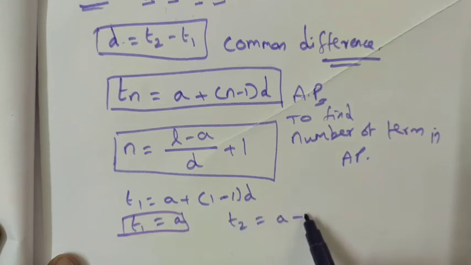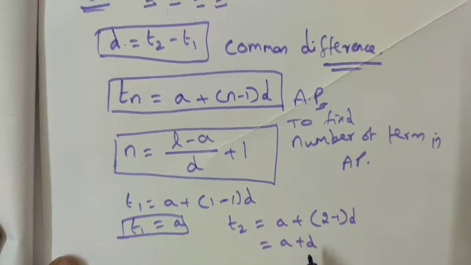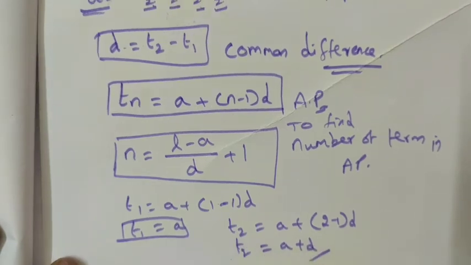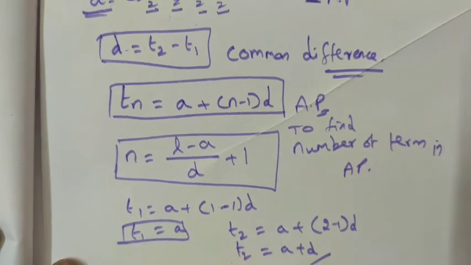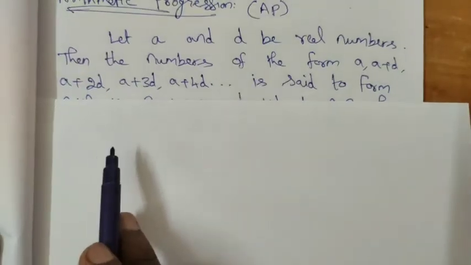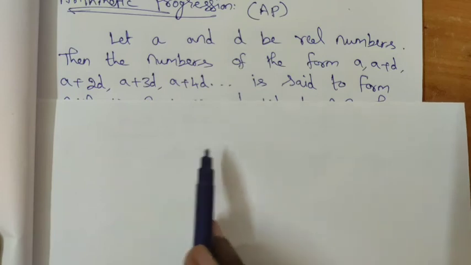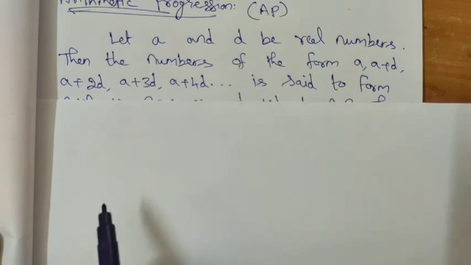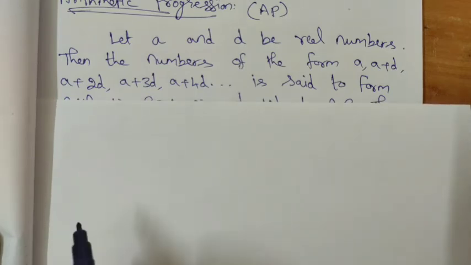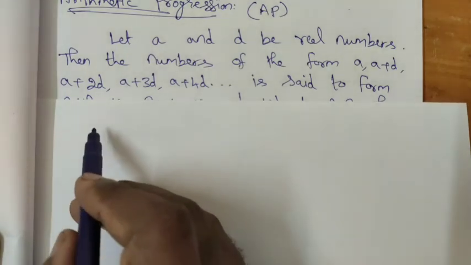T2 means A plus (2 minus 1) into D, which is A plus D. That is the second term of the AP. All the elements arranged in some specific order, whatever they are, such as whole numbers or integers, we can say it is a sequence, with elements separated by commas. And then here we have the AP.